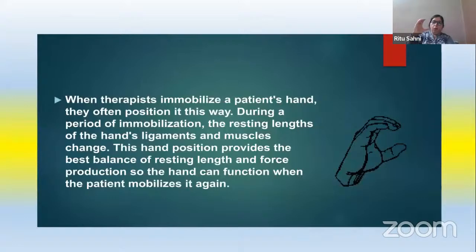And this is how we immobilize the patient's hand. During a period of immobilization, the resting length of the hand position provides the best balance of length and force. So these things test the arch, the finger movement, the gripping movement. That also gives us the idea in which direction we are going to provide the rehabilitation for gripping.